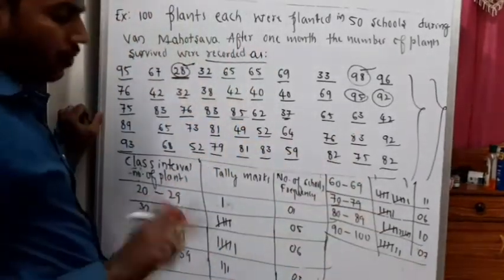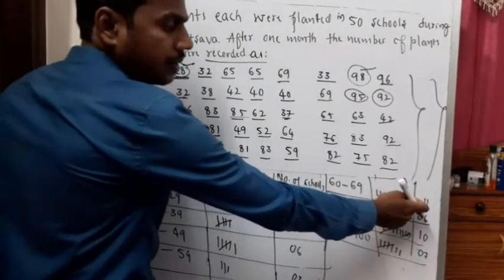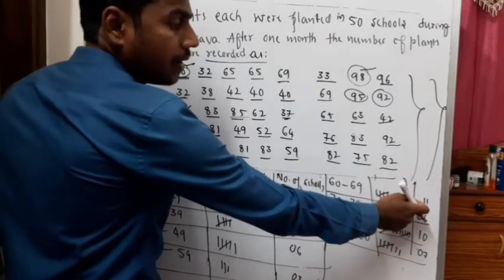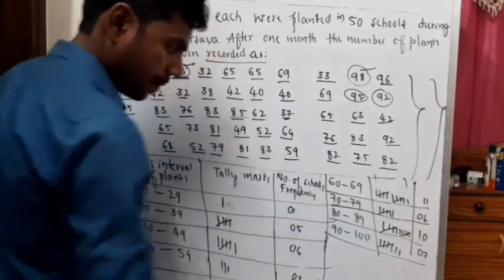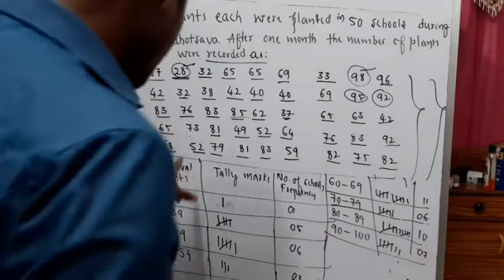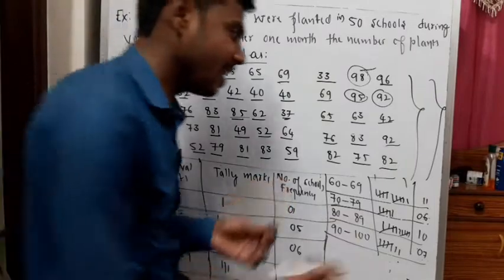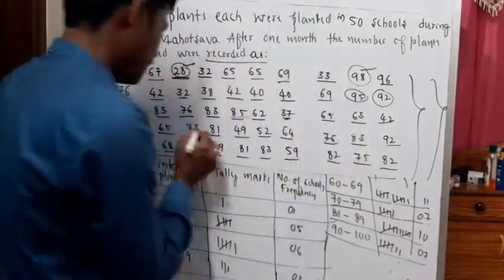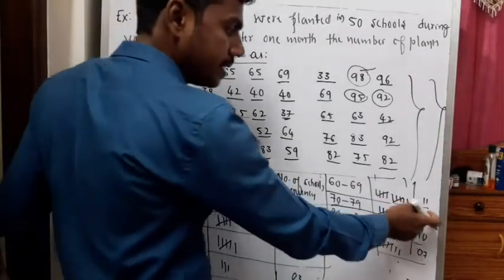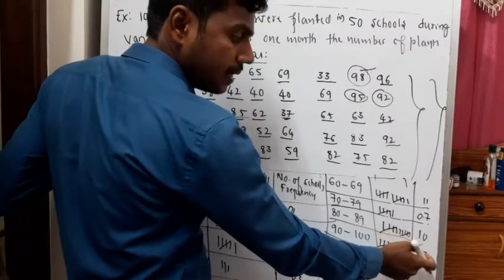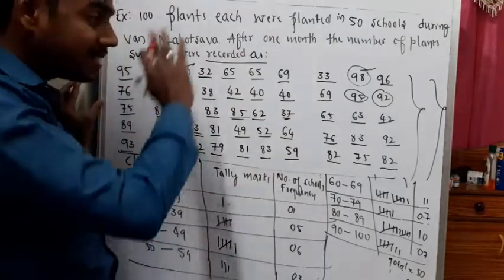The count should be 50. 1, 6, 12, 15, 26, 32, 42, 49. See, 73 is not marked. 73 will fall in between 70 and 79, so the count will increase here. So 73 is counted. Now we can count it again: 1, 6, 12, 15, 26, 33, 43, 50. Total is 50. See, now we have organized the data.